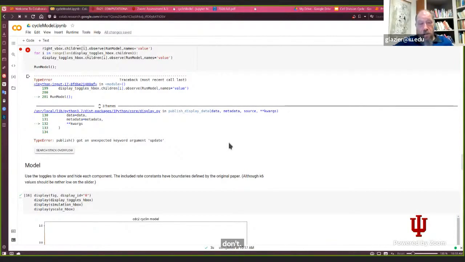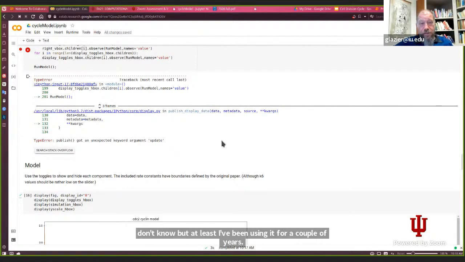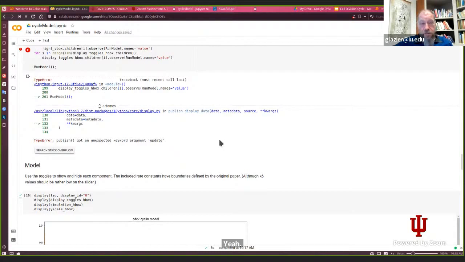I mean, NanoHub certainly causes problems that I don't know, but at least I've been using it for a couple of years. Whereas Colab, I have not tried. And so I appreciate your trying it out, seeing what it does. In the long run, Colab may be a better place to do this kind of work.